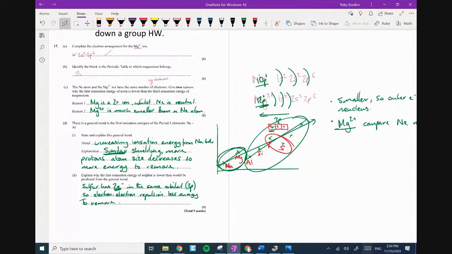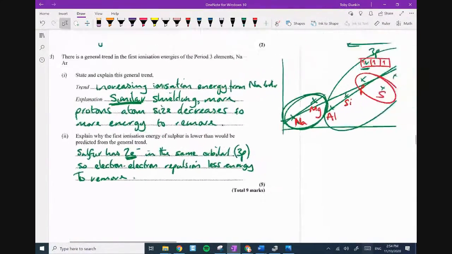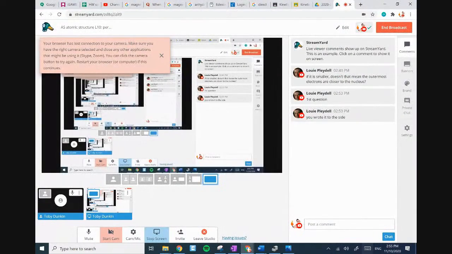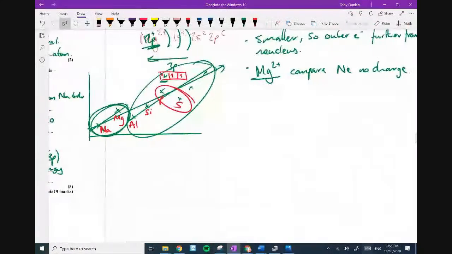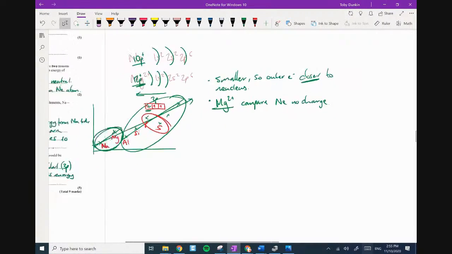So yes, you're absolutely right. Electrons are closer to the nucleus. You can add that there if you like. And then I wrote it to the side: smaller, so outermost electrons are closer. Thank you. There's my mistake. Closer to nucleus. Thank you, Louis.